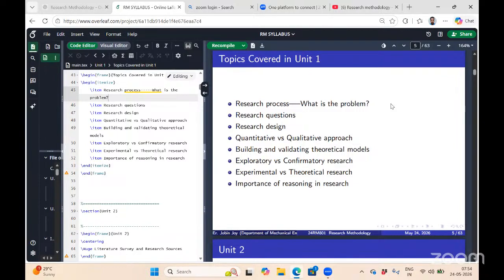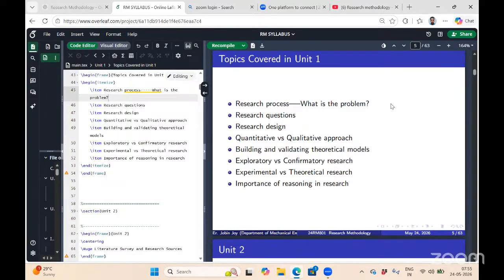Inductive reasoning. Inductive reasoning starts from observations and develops general conclusions. For example, copper expands when heated. Aluminum expands when heated. Iron expands when heated. So I can say all metals expand when heated. So inductive reasoning starts from observations and develops general conclusions based on those observations.